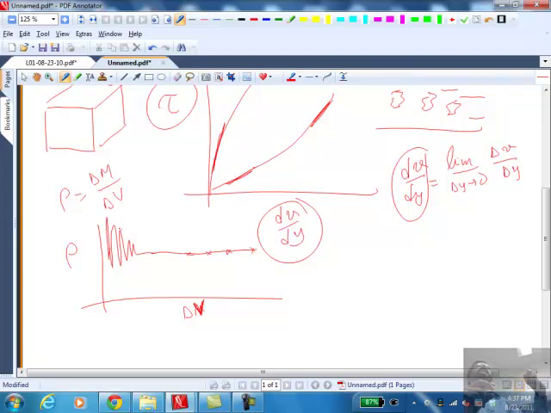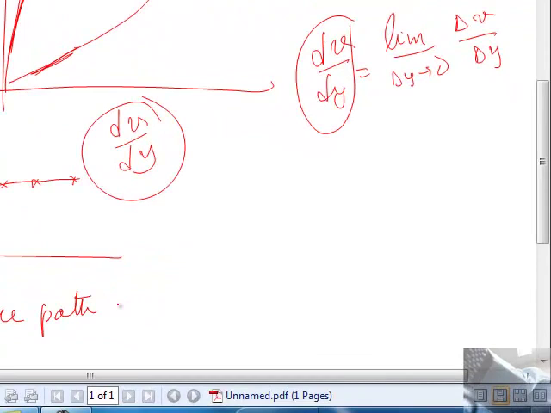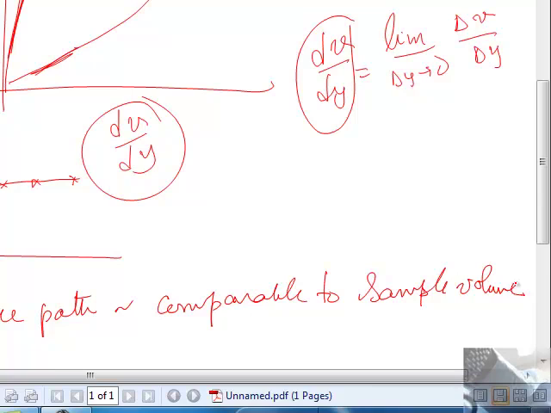That is what my point is. My point cannot be smaller than that. Okay, so that is this point below which the mean free path is comparable to sample volume. Okay. So mean free path, let's call it lambda, and the sample volume, let's call it dV, the differential volume. Okay. So if the differential volume is the same as, what is mean free path?